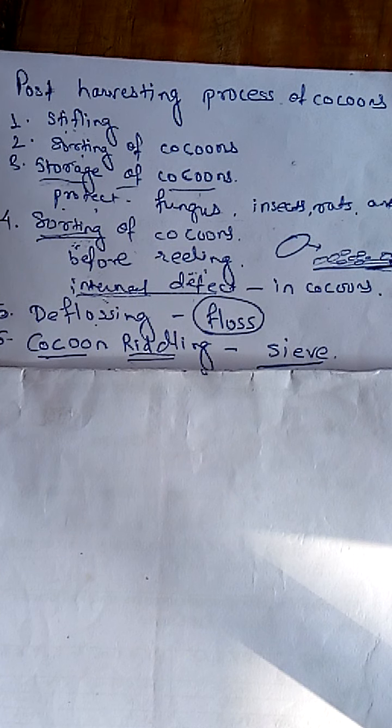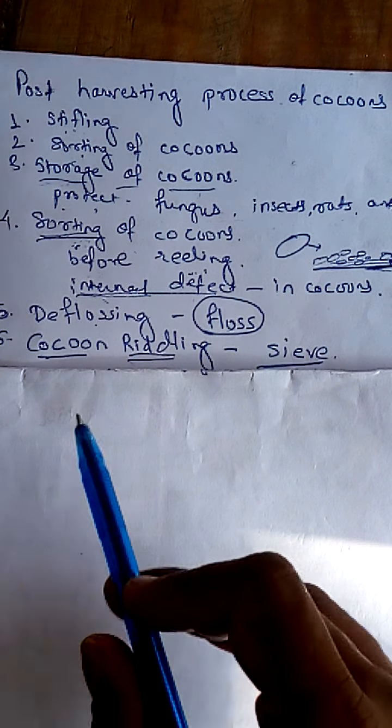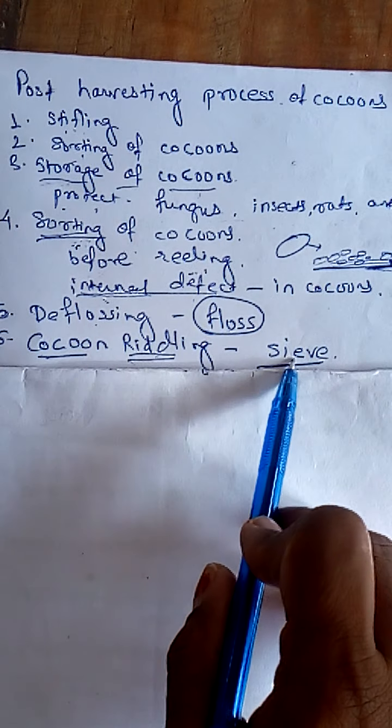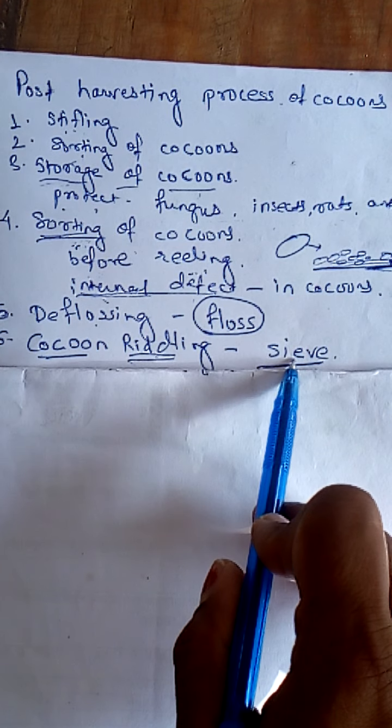Then the next step is the cocoon riddling. So in case of cocoon riddling, we use the sieve.